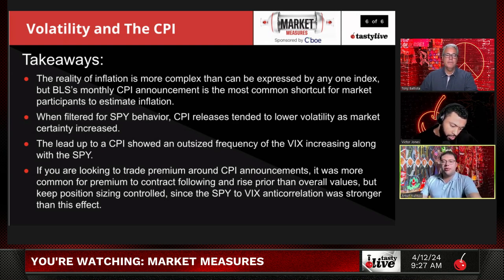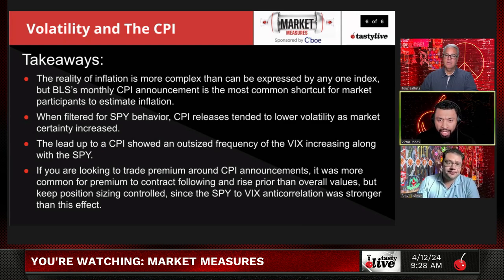And then if you're looking to trade premium around CPI announcements, it was more common to look for premium to contract following and to rise prior. Obviously, premium rises before the event, falls after the event. But again, depending on the market environment you're in, you always have to take that into context and put a lot more weight on that than the CPI number itself, right? And I think that is the biggest takeaway for traders, especially ones that are trading around the CPI event. Yeah. So would you say our guesses at the beginning of the segment were generally accurate?